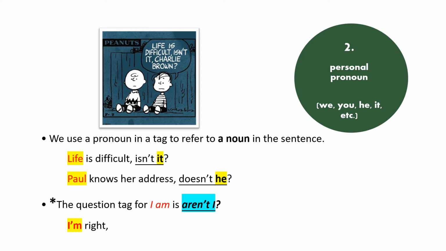Note that for I am, the question tag is aren't I. We do not use am in the question tag. For example, I'm right, aren't I?